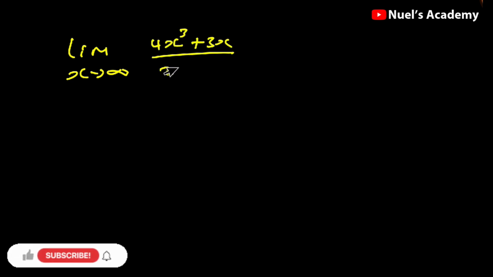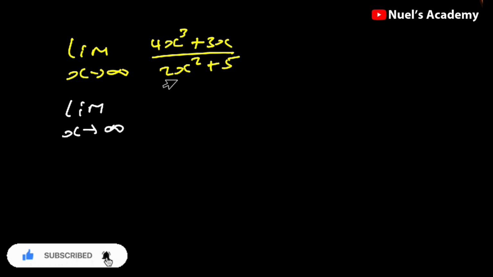Next is the limit as x tends to infinity of 4x cubed plus 3x over 2x squared plus 5. So we have limit as x tends to infinity. Now, anytime you are given polynomial functions in both the numerator and the denominator, and you are asked to evaluate the limit as x tends to infinity, the first thing we are going to do is divide each term by the highest power in the numerator. In this case, the highest power in the numerator is 2, so let's divide by x raised to the power 2. We're going to be dividing each term here with x raised to the power 2.